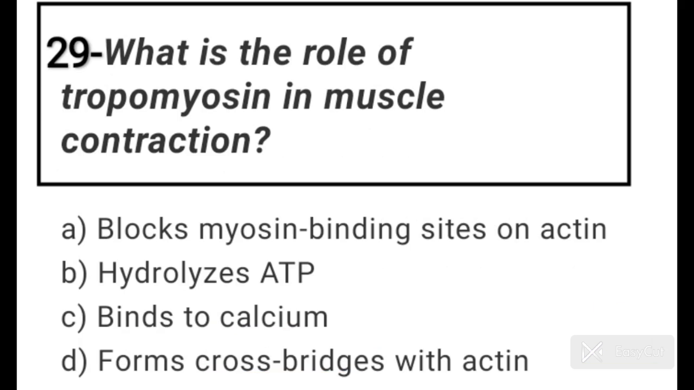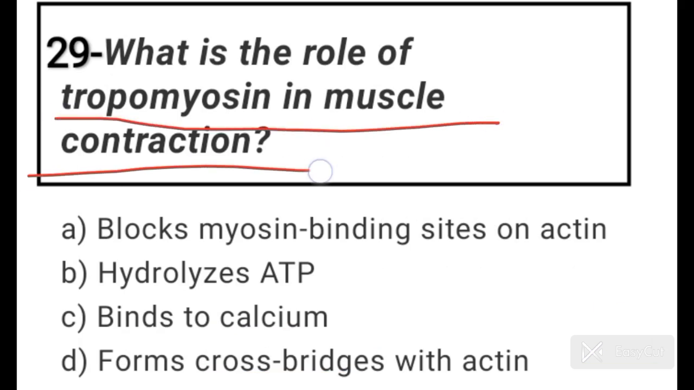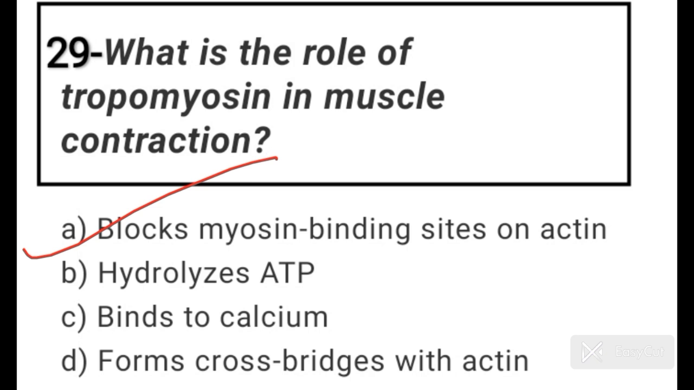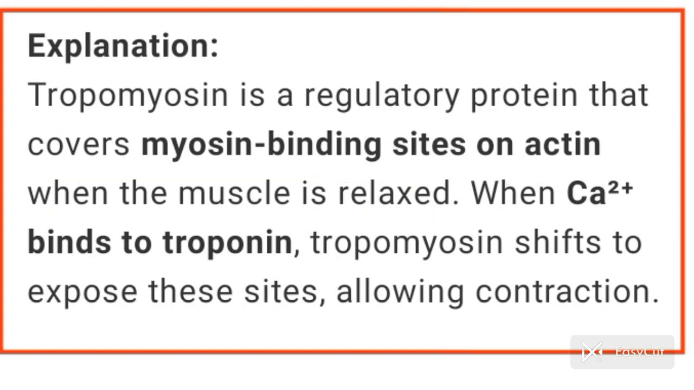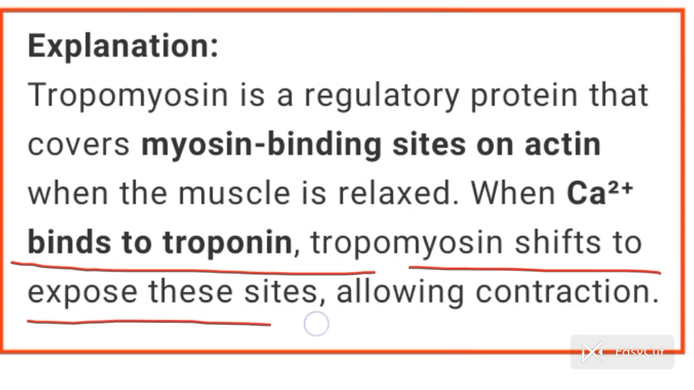Question number 29. What is the role of tropomyosin in muscle contraction? So option A is correct. Tropomyosin blocks myosin binding sites on actin filaments. Tropomyosin is a regulatory protein that covers myosin binding sites on actin when the muscle is relaxed. When calcium ion binds to troponin, tropomyosin shifts to expose these sites, allowing contraction.